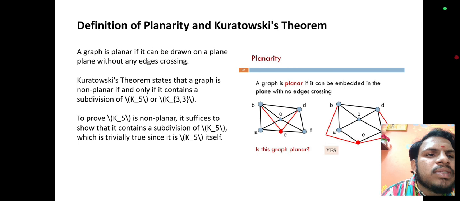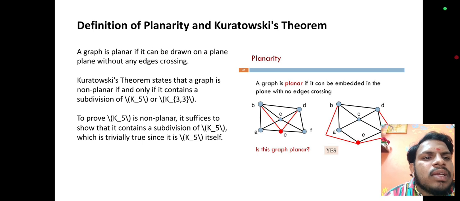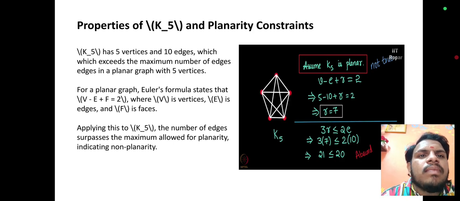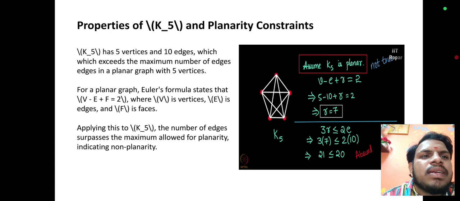Planarity: a graph is planar if it can be embedded in the plane with no edges crossing. Edges will be crossing in this graph: A to B, B to C, C to D and E to F. Another graph: A to B, A to C, and D to E is used as a planar graph. Properties of K_n and planarity construction.